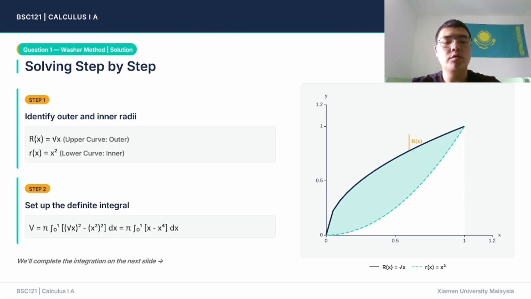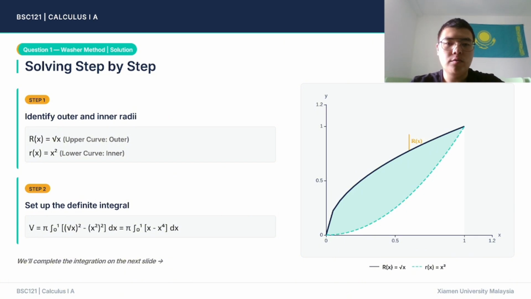Step 1 is the most crucial: identifying the outer and inner radii. As you can see from the graph, the upper curve f(x) equals root x forms the outer radius R(x). The lower curve g(x) equals x squared forms the inner radius r(x).